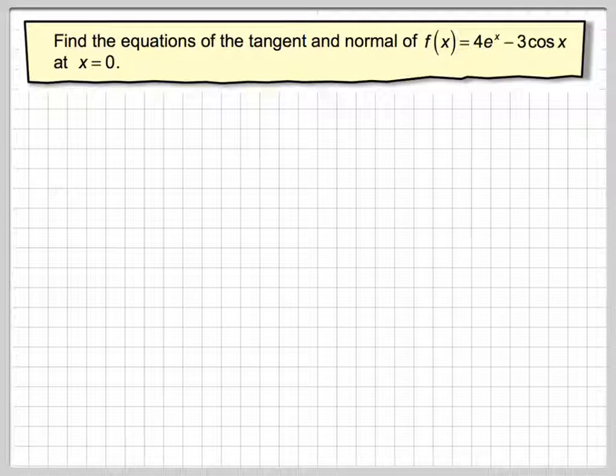Hi, this is another video from me. This one is: find the equations of the tangent and the normal for f of x is equal to 4e to the x minus 3 cos x at x is equal to 0.